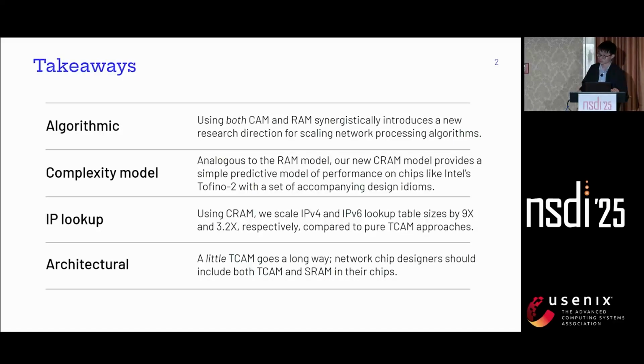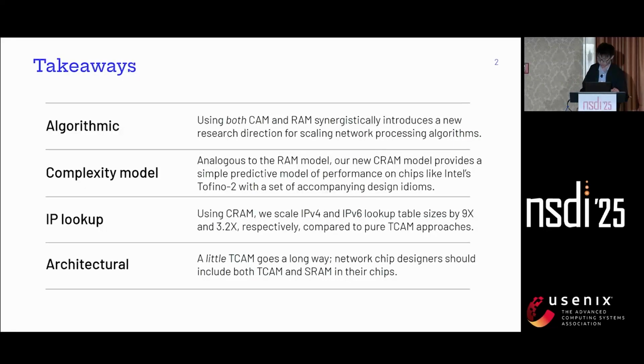To facilitate this, we introduce a new complexity model we call the CRAM model. The CRAM model enables one to make easy, quick predictions of performance for algorithms on RMT and DRMT style chips like Intel's Tofino 2. It's accompanied with a set of 8 optimization idioms, which are really like design guidelines. And we successfully demonstrate and apply the CRAM model to the problem of IP lookup in this paper.